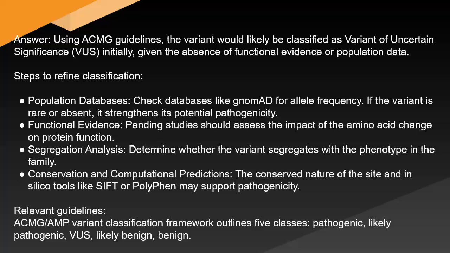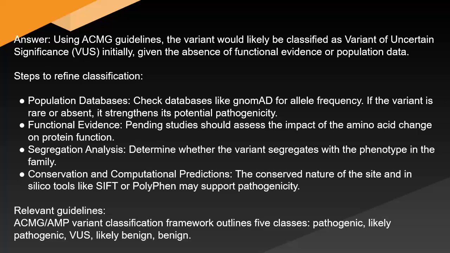Answer: using ACMG guidelines, the variant would likely be classified as a variant of uncertain significance initially, given the absence of functional evidence or population data. Steps to refine classification: population databases. Check databases like gnomAD for allele frequency. If the variant is rare or absent, it strengthens its potential pathogenicity.